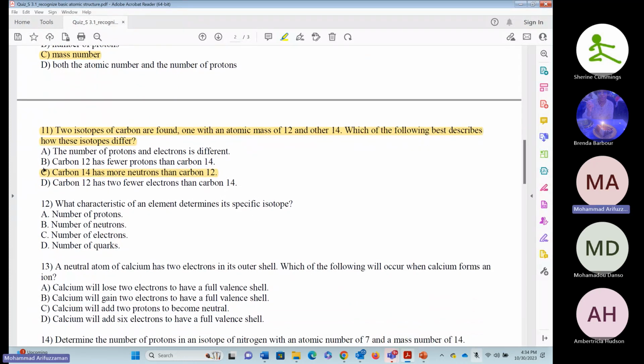Okay. What characteristic of an element determines its specific isotopes? It's got to be B. Yes, number of neutrons, because the number of protons is the same but the number of neutrons is different.